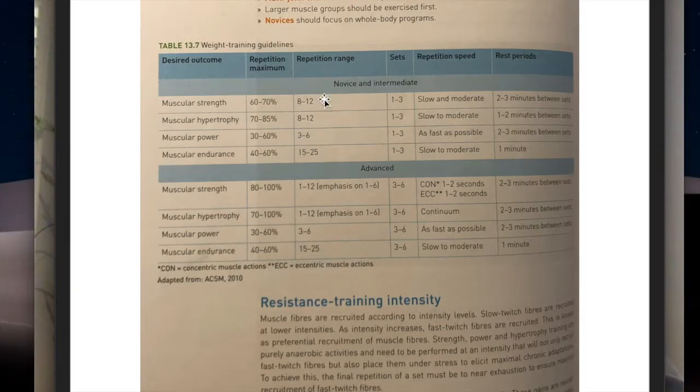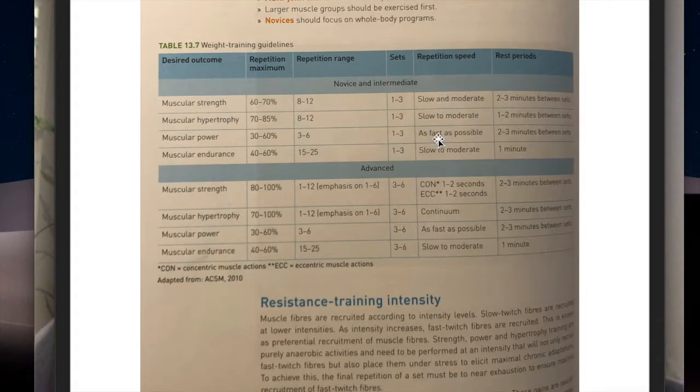Now, how many repetitions do I complete within the set? It's listed there, and you'll notice that when you want endurance, you want a higher number. If you want power, you want a lower number. And for strength and hypertrophy, it's that sweet spot in the middle. The number of sets is between 1 to 3, depending on how well trained the athlete is, and you can see that there's a jump here for the advanced athlete to between 3 to 6 sets because they need that extra stress on the muscles.